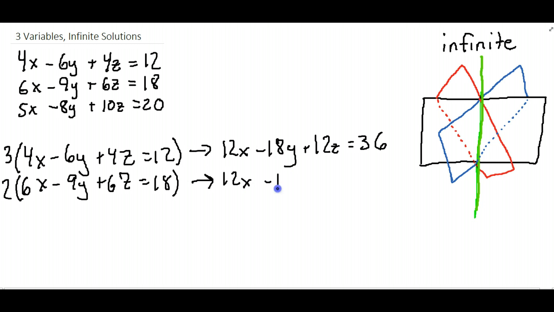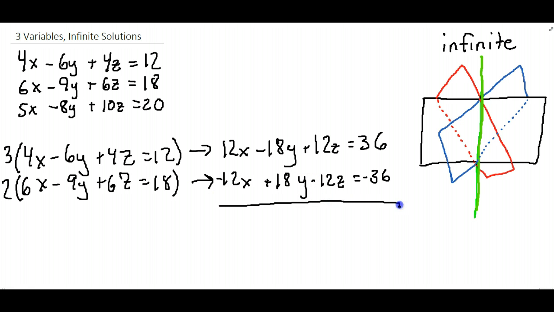minus 18y minus 12z equals negative 36. Sorry, I forgot to say that we're multiplying by a negative 2. So we get negative 12x plus 18y minus 12z equals negative 36.